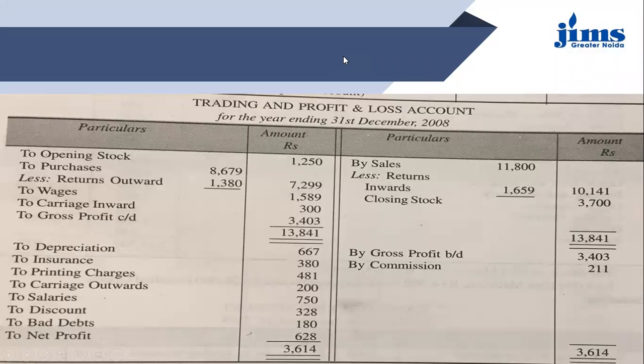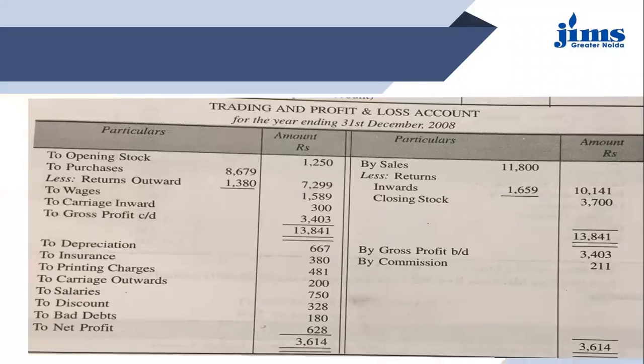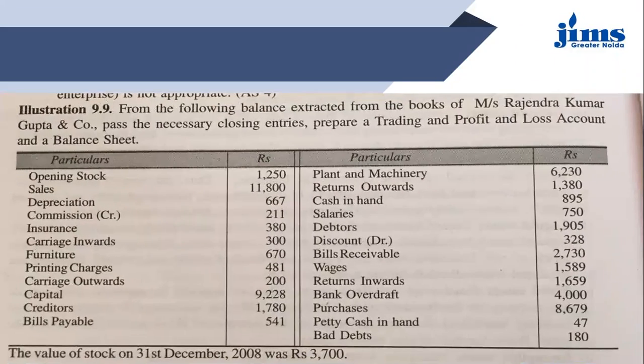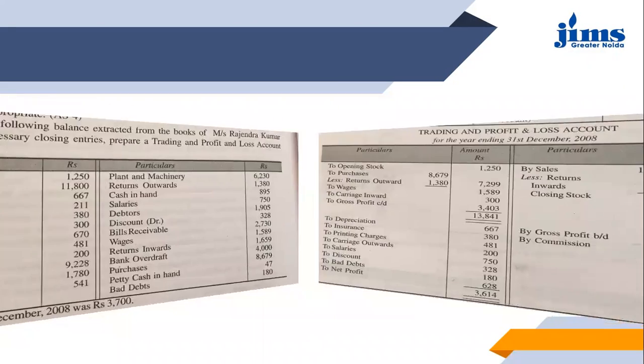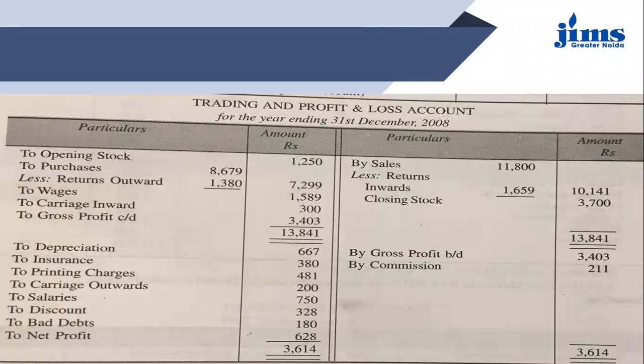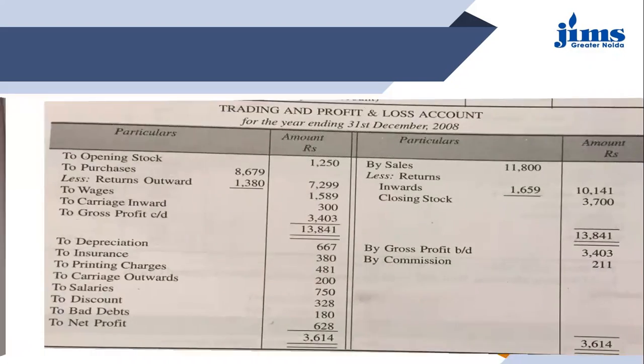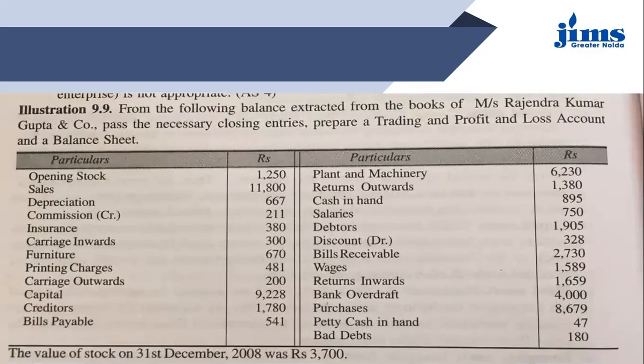Next entry after purchases, there are the set entries for the trading account that need to be considered. Next is the closing stock. Closing stock, as you can see, is given outside this box. Closing stock 3,700 we will mention on the credit side of the trading account. Then these are the set entries of the trading account.